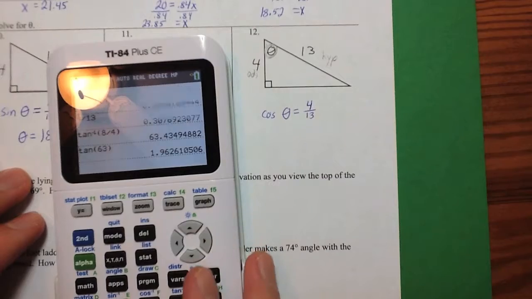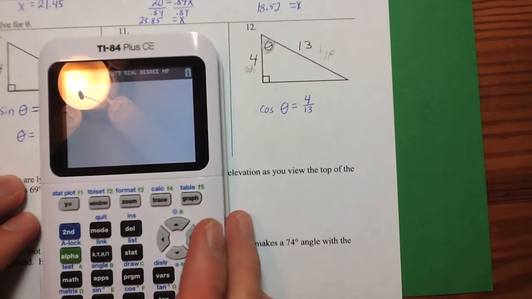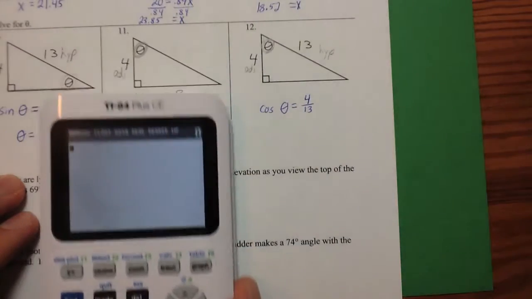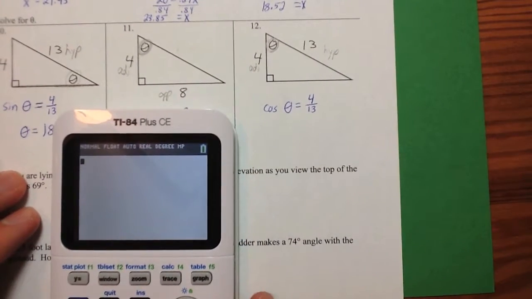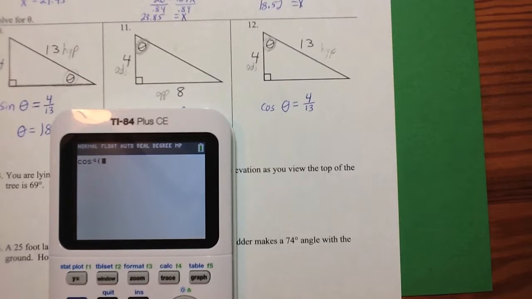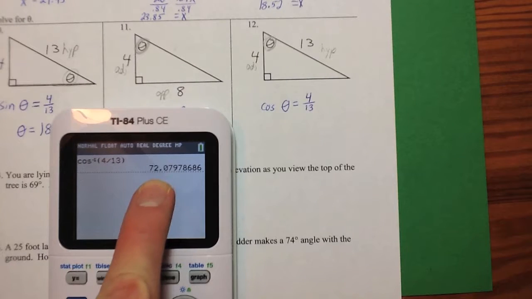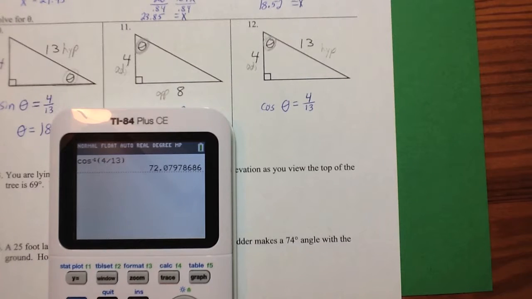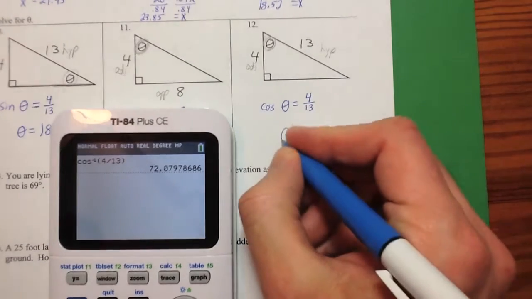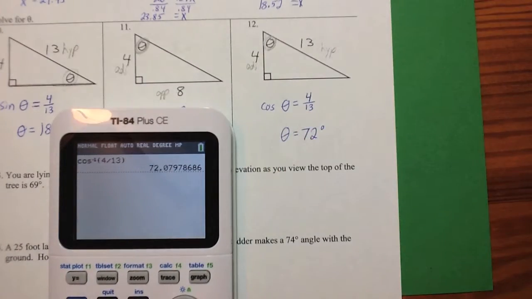All right, looking for the measure of an angle. There's my ceiling fan. You see it? There's my lamp. Let's do it. Looking for the measure of an angle. I can't press cosine. I have to press inverse cosine. Second and cosine, and then 4 over 13. And I end up with a 72-degree angle. 72 degrees. There we go.